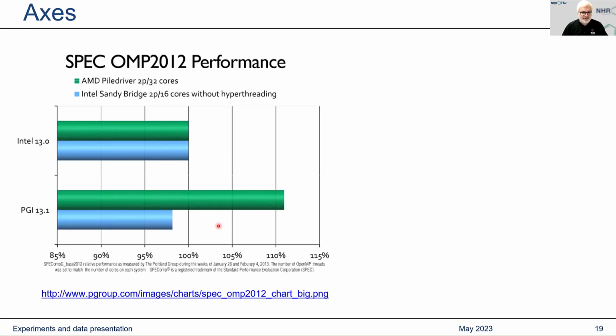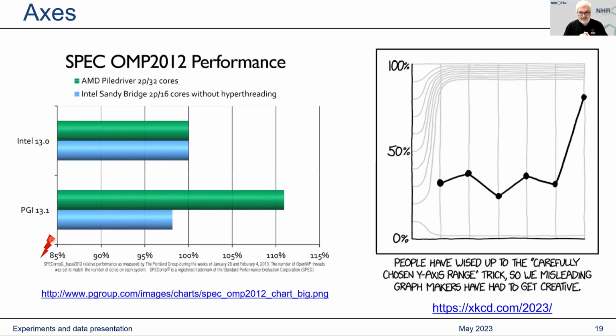Okay. But if we look more closely, then we see that the scale starts at 85%. And the gain is just 10%. Okay. So by choosing this scale to start at 85%, the maker of this graph has made us believe that the PGI compiler does a much better job than the Intel compiler, while in fact it's just 10%. Again, Randall Munroe has something to say about that.